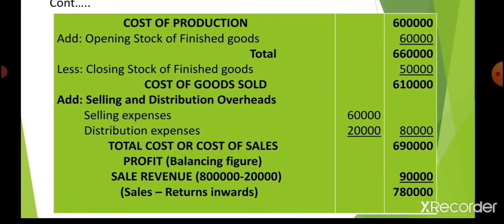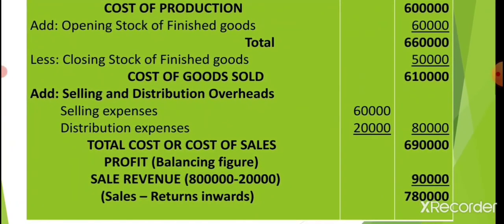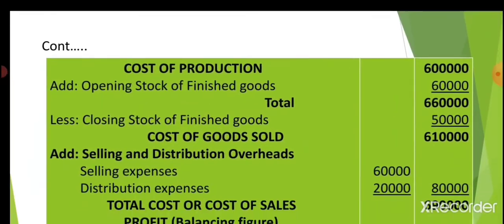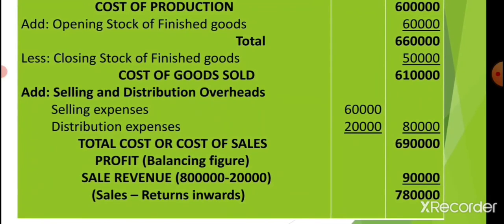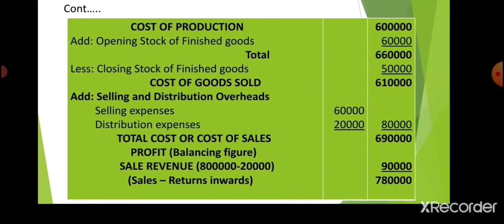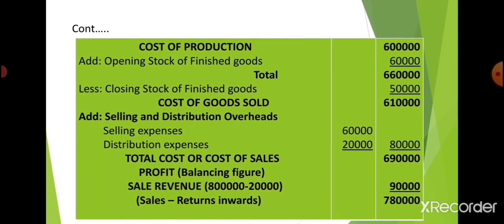See here. So sales revenue is 8 lakh minus 20,000, so sales minus sales returns inwards. That is equal to 7,80,000, which we have to take first and balance the figure. So 7,80,000 minus 6,90,000 will be 90,000. So 90,000 balance is the profit of the period for this company.